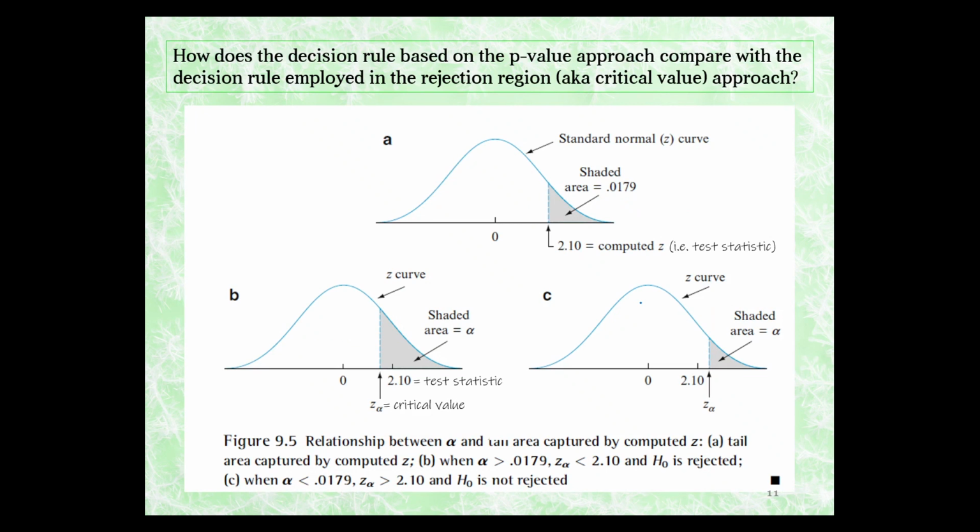Now, in your textbook, you will also see figure 9.5, and I've added a few notes here just to make it a little clearer. In that figure, and in some figures later on in your textbook as well, they talk about the computed Z or the computed T. Those are just your test statistic values. If we look at the sketch at the top, we can see that the shaded area to the right of the test statistic is 0.0179. That is just a representation of the p-value.